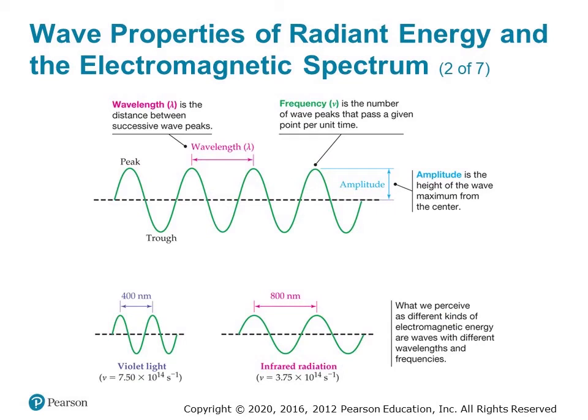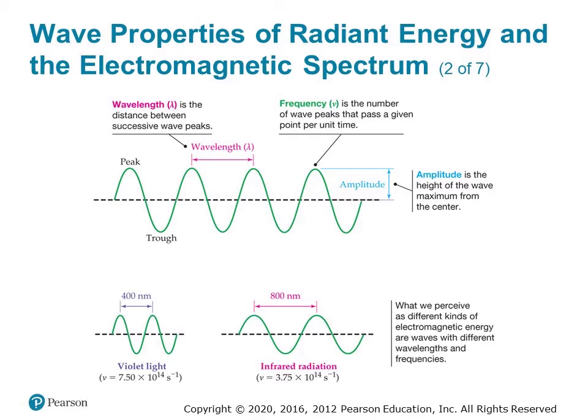The wavelength of any wave, abbreviated with a Greek letter lambda, is the distance between wave peaks. The frequency, given by the Greek letter nu, is the number of wave peaks that pass through a given point per unit of time, and the amplitude is the wave height, measured from center to peak.